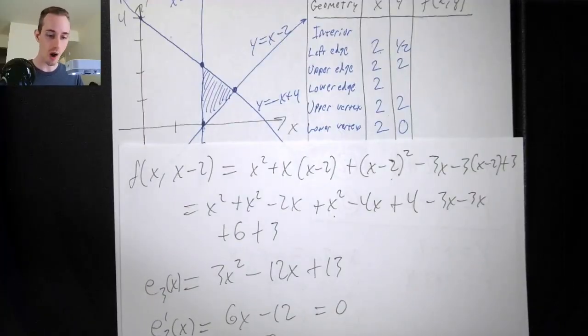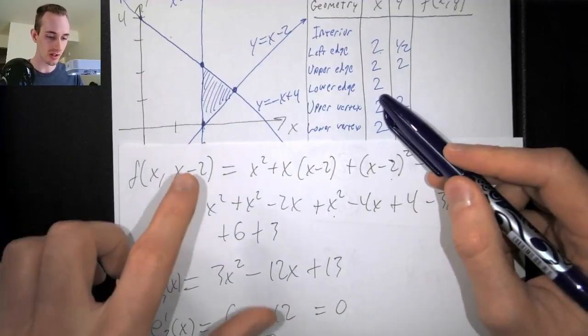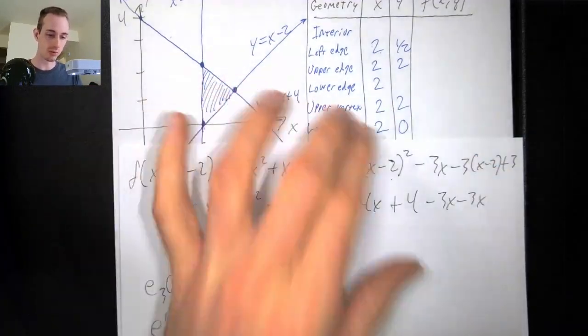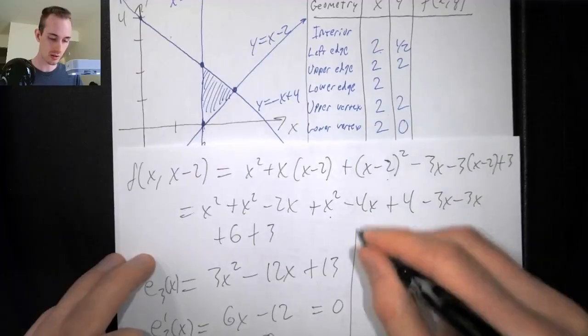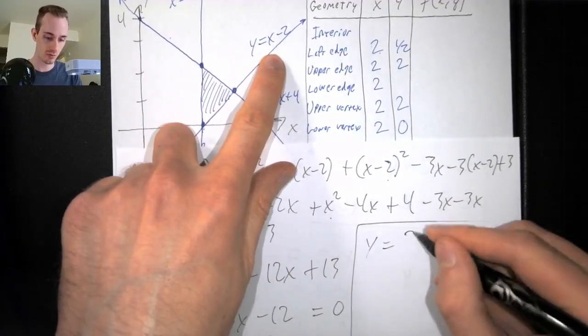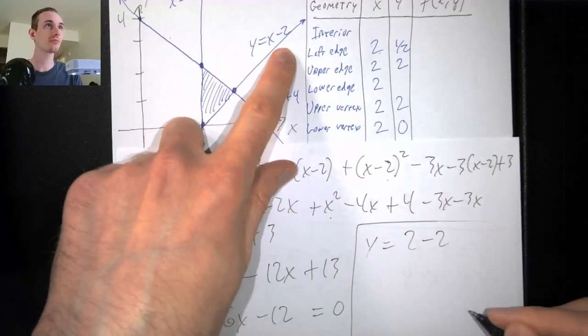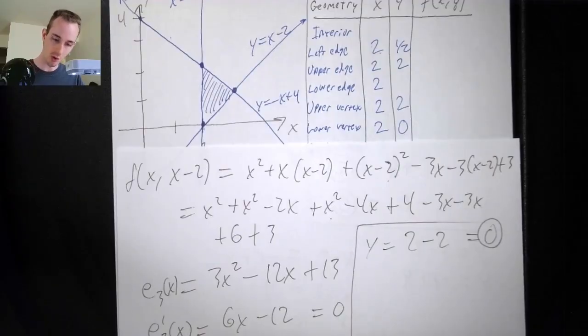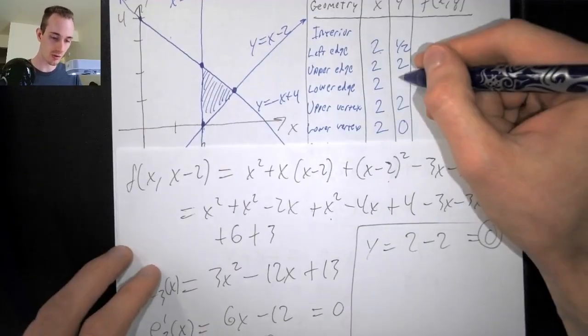We need to find the y-coordinate of that critical point. So this is on the lower edge, which is described by y equals x minus 2. So we'll plug in x equals 2 into that. We'll say y equals x, but we know x is 2, minus 2, which is 0. So on the lower edge, we have a critical point at (2, 0).